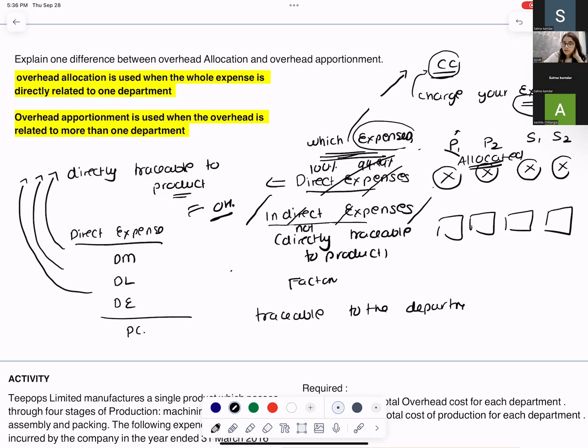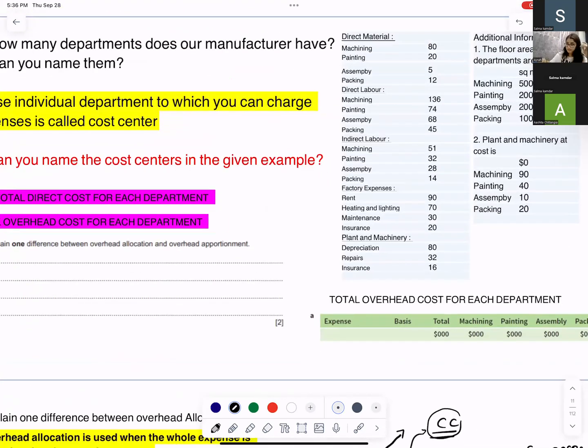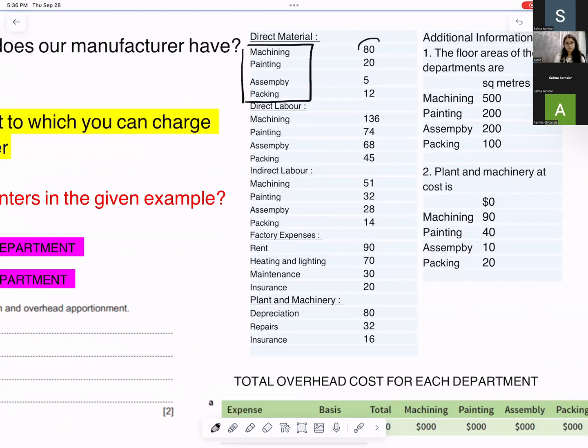Because I didn't understand your question. Can you repeat it? I have an expense. Let's take this example over here. How many departments do I have over here? 4 cost centers. Can you see direct material, the entire amount of expenditure? I know that this is related to the machining department, so the cost is being allocated. The full amount of expenditure is related to the department, so I will say the cost is allocated.